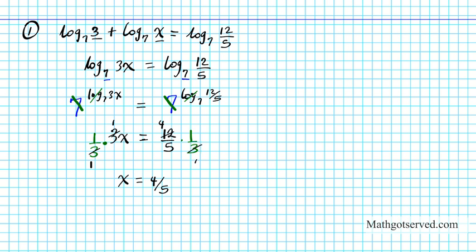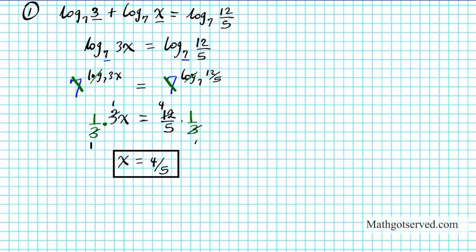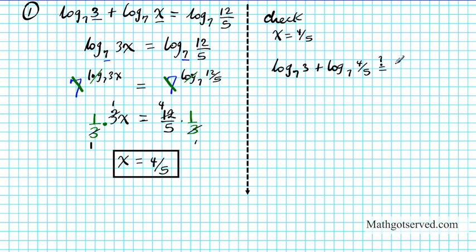Okay, now let's go ahead and do a check. Off the top of our heads, we can tell this doesn't look like a problem since it's positive, but let's do a check anyway, just to verify. I'm going to put my check on the right side here. Let's check x equals 4 over 5. We have log base 7 of 3 plus log base 7 of our solution 4 over 5. Is it equal to log base 7 of 12 over 5?